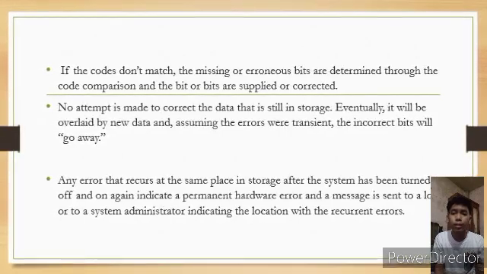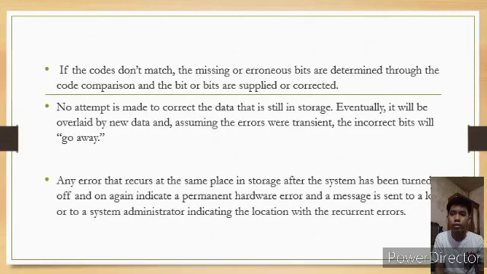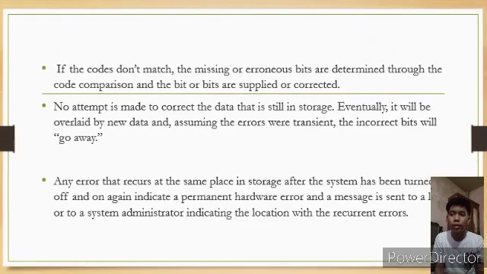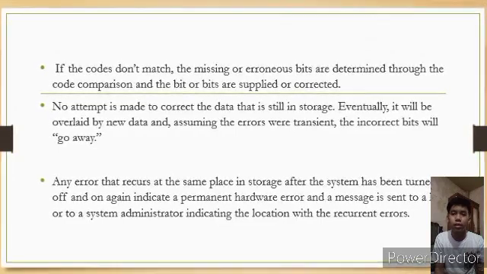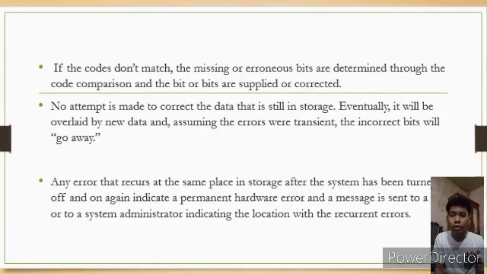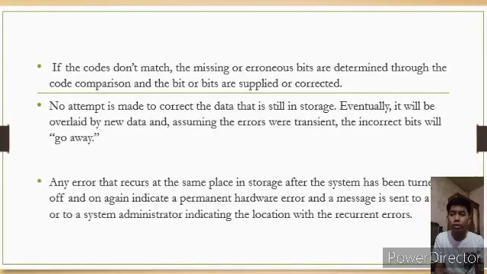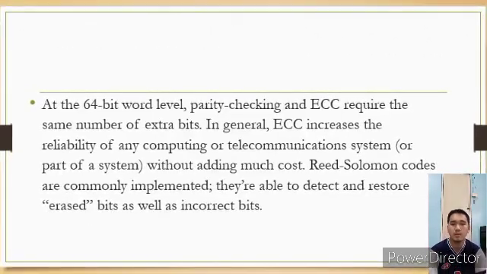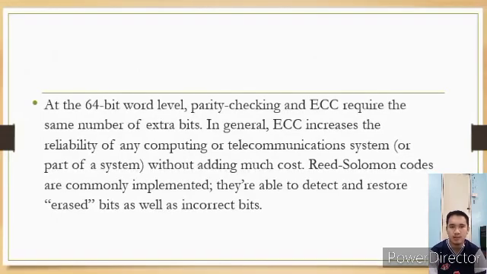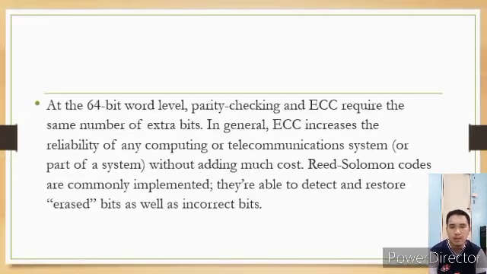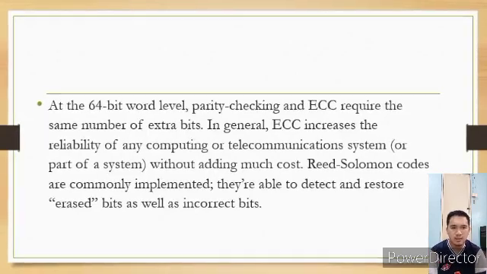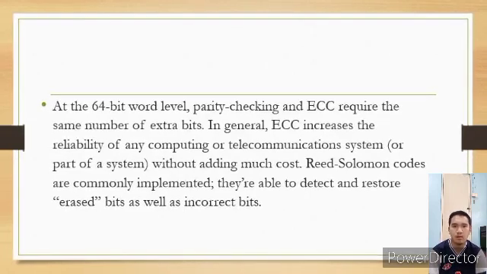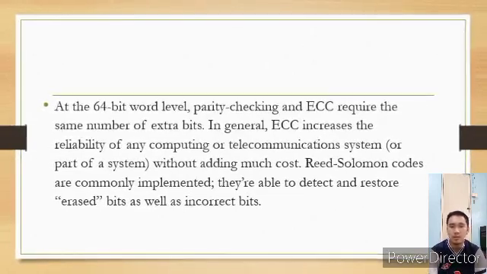Number 6. Any error that recurs at the same place in storage after the system has been turned off and on again indicates a permanent hardware error, and a message is sent to a log or to a system administrator indicating the location with the recurrent errors. At the 64-bit word level, parity checking and ECC require the same number of extra bits in general. ECC increases the reliability of any computing or telecommunication system or part of a system without adding much cost.